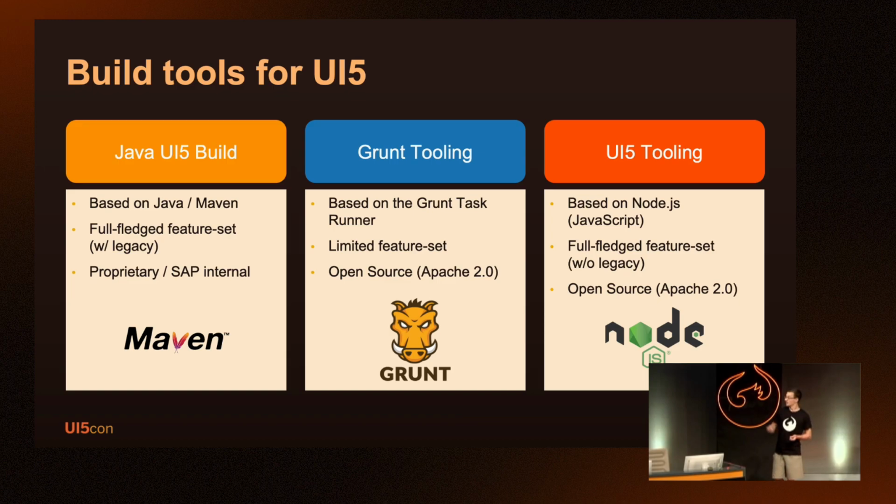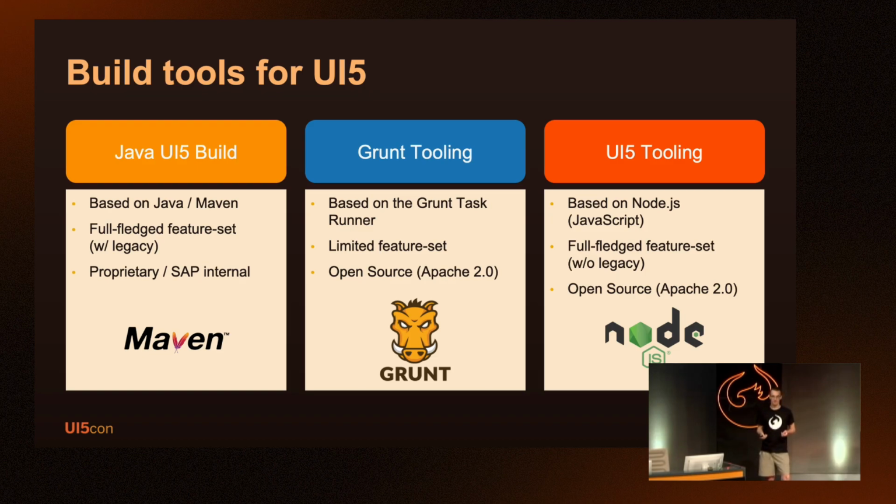The Grunt tooling is, as I said, the first open source solution. It was based on the back then very popular Grunt task runner. Basically, it's a set of tasks for this task runner that are UI5 specific, like creating component preload or library preload bundles or compiling the less themes.